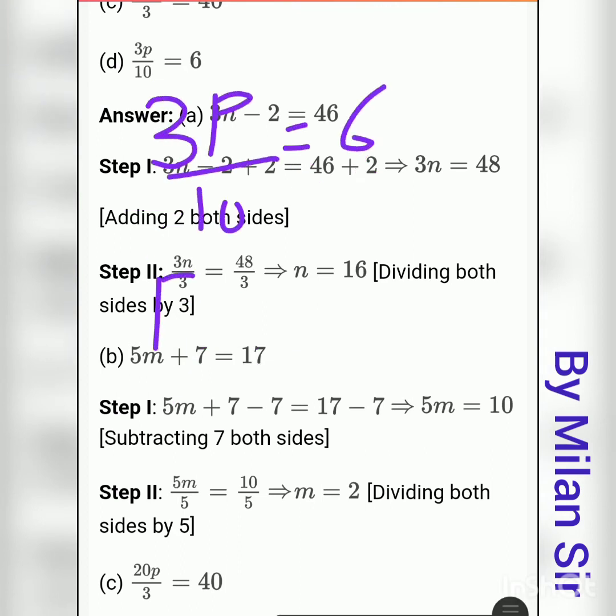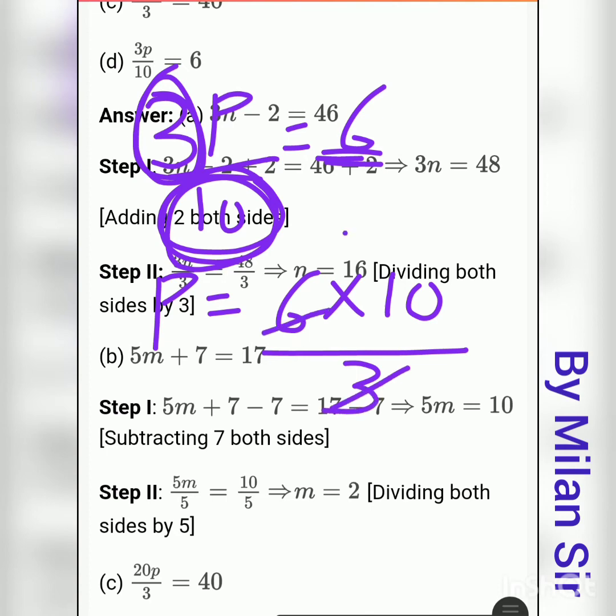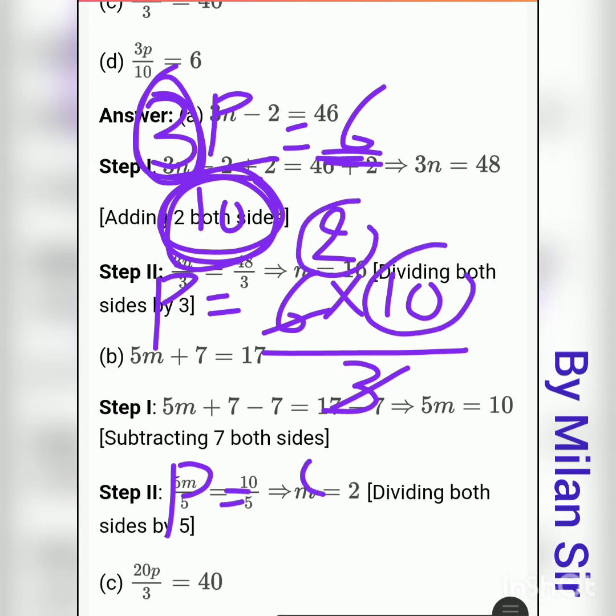So p is equals to 6, right hand side. Now this denominator goes to the numerator. So it goes to the numerator and in multiplication. And numerator, it goes to the denominator. Okay, now finally 3 2s are 6. So p is equals to 10 multiplied to 20. Done.